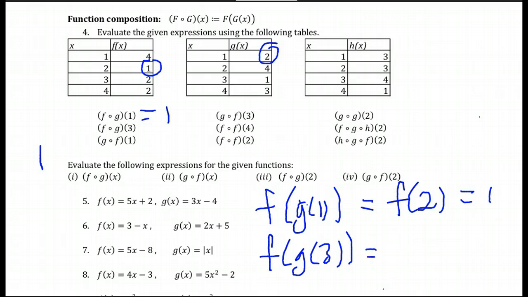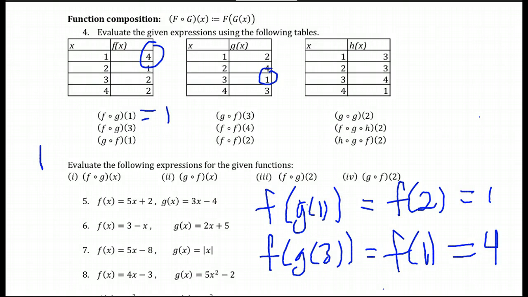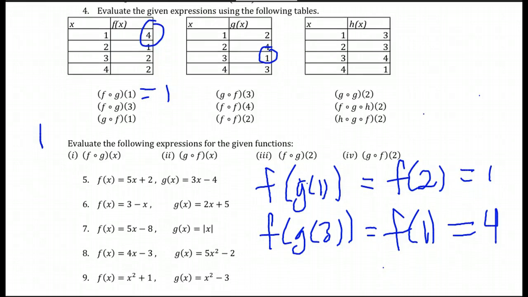If I want to do the next one, I'm going to plug in 3. F composed with g of 3. Go to 3 in the x column of the g table. The output is 1, so we're now trying to find f of 1. The corresponding output is 4. So let's run through the rest of these, maybe do some of these a little quicker now.